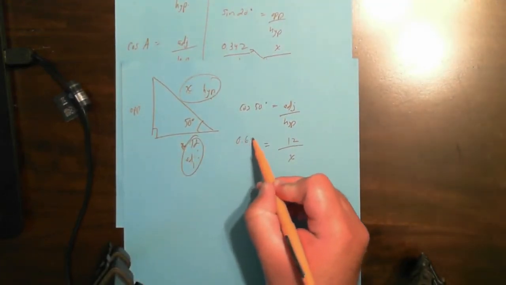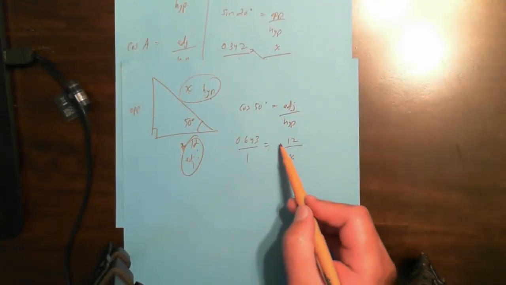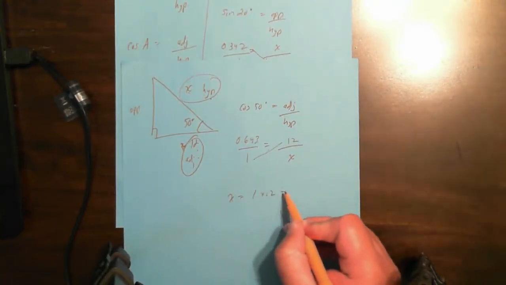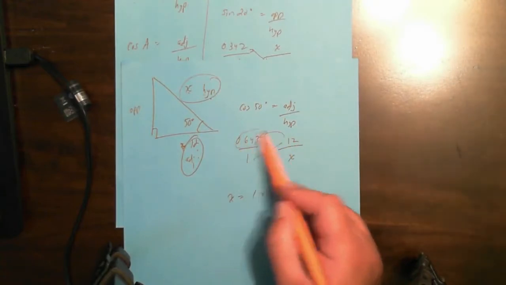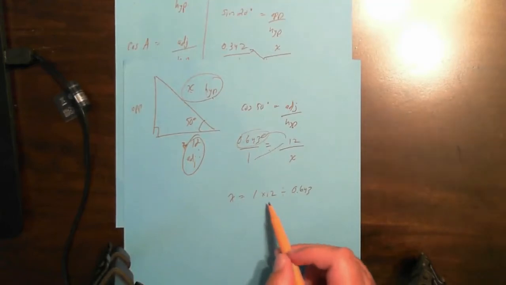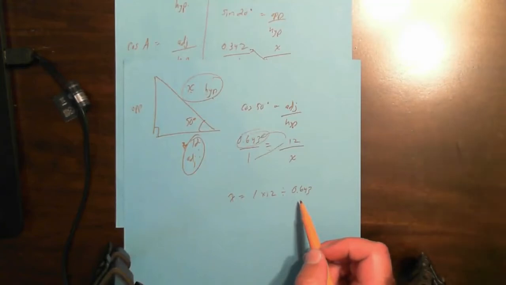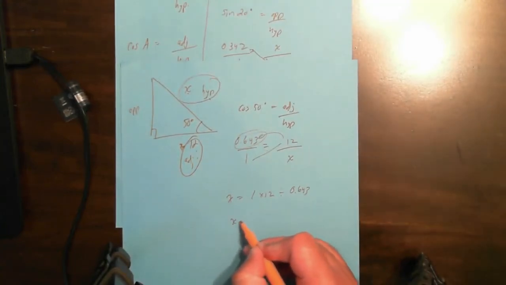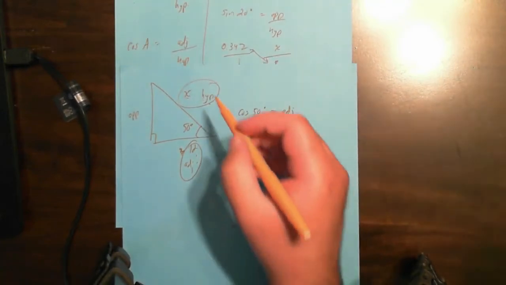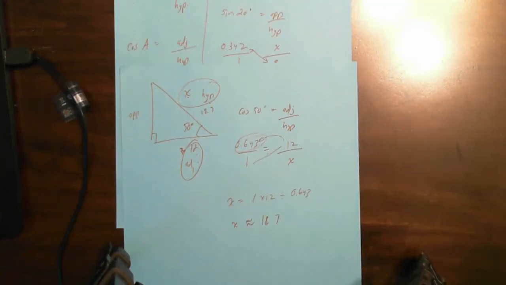So I would have 0.643 over 1 equals 12 over x. So now to solve for x, I would do 1 times 12 and then divide by the number that's left over, the 0.643. So I'm taking 1 times 12, of course, is 12, and I'm dividing by 0.643. Rounding off, this gives me about 18.7. Okay? So I can say that this is approximately 18.7 right there.